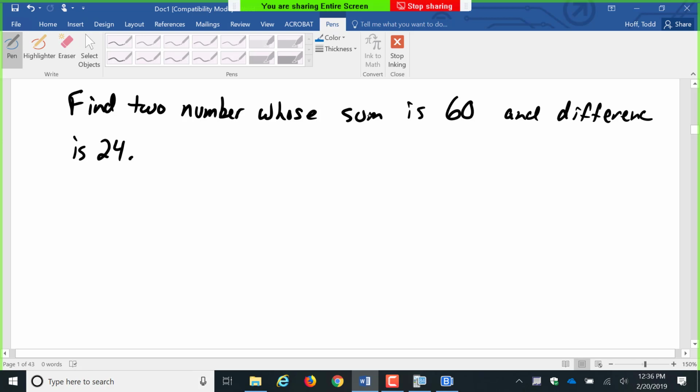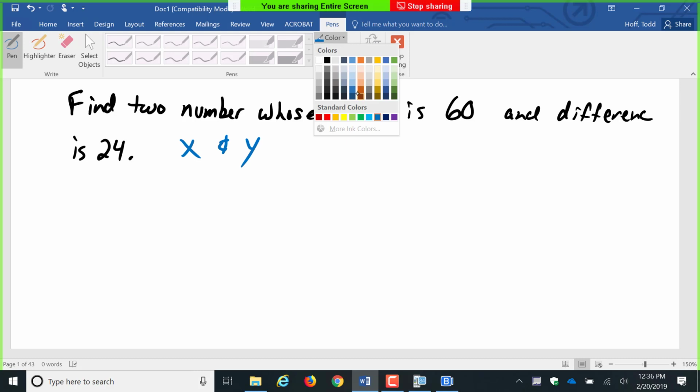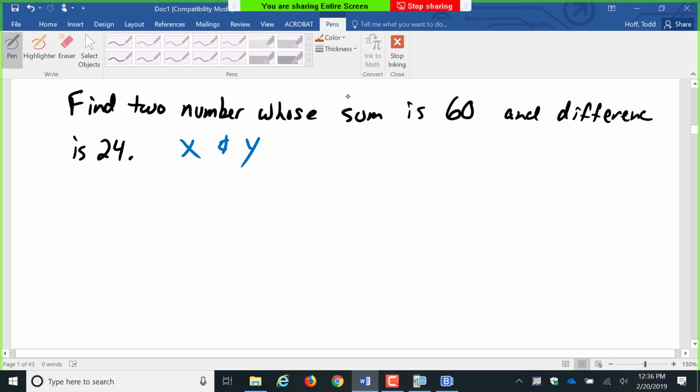So we have two numbers. I'm going to let those two numbers be x and y. And we have to describe the relationship between those two numbers in two different ways. The first one is the sum. What does sum mean? Addition of. So that means x plus y equals 60.